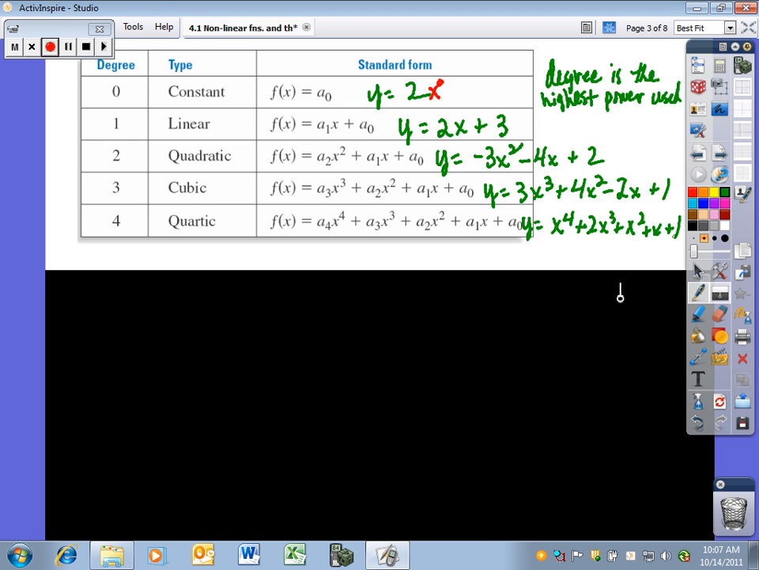And they don't have a 5th power, but 5th would be called quintic. Y equals x to the 5th. So the power has to have a 5. I could go plus 3x minus 2. As long as the highest power is 5, it's quintic.